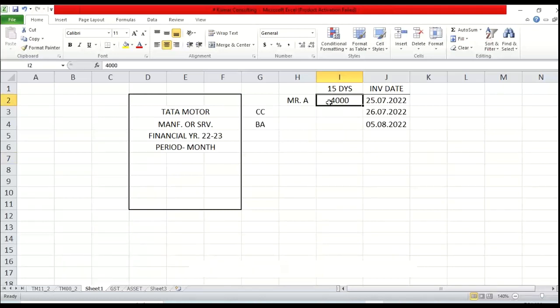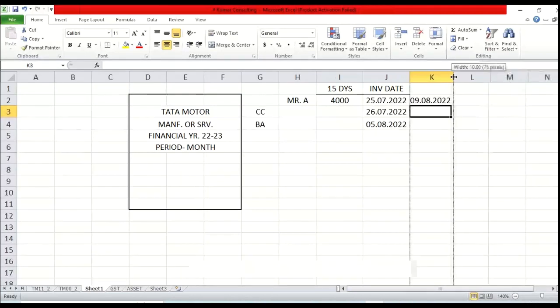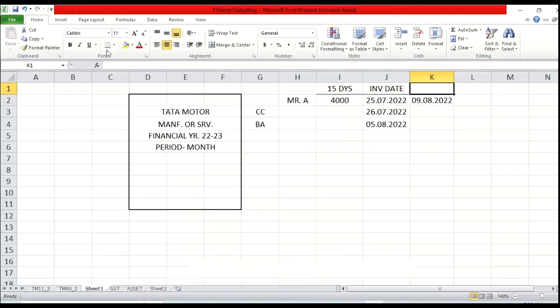So I'll tell you guys, if it was posted on 25th, then what is happening? After 15 days, let's suppose, it should be 9th because July is 31 days, right? So now here, let's suppose after 15 days means 09/08. On this date, this invoice is going to be due.